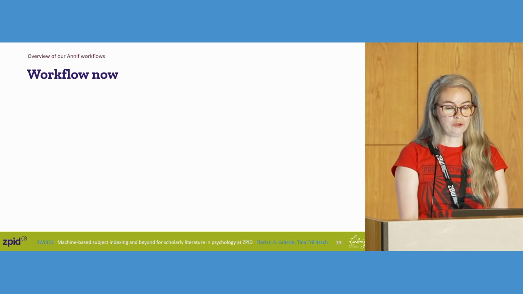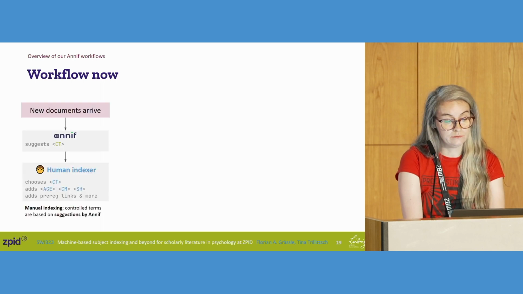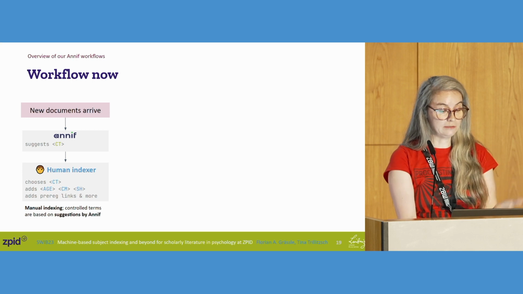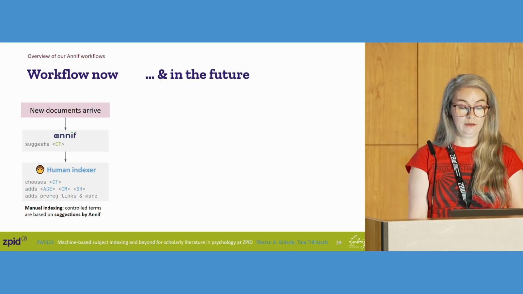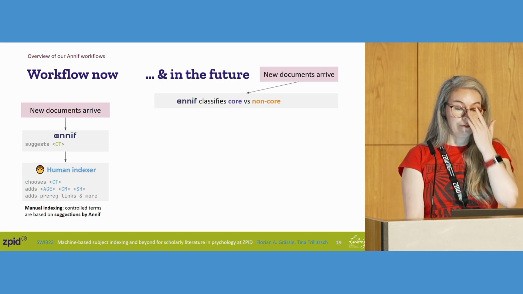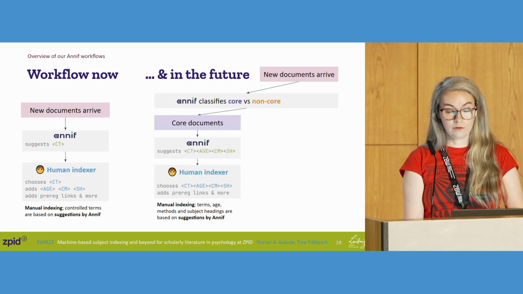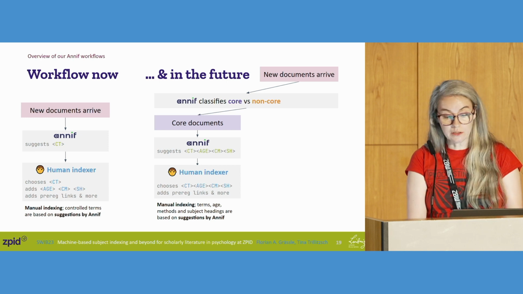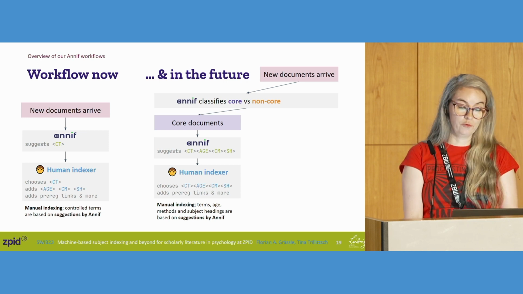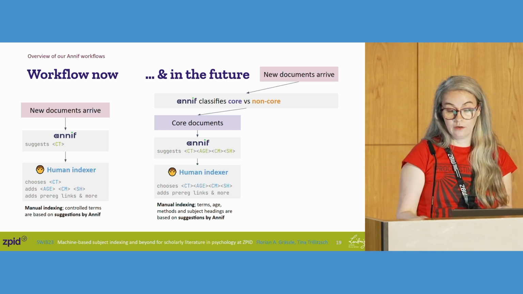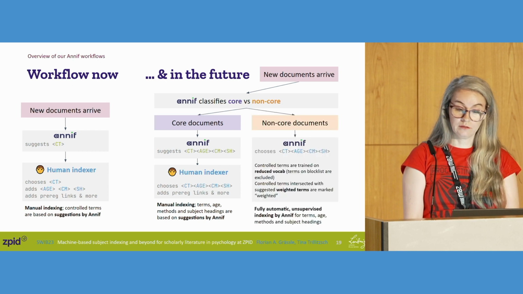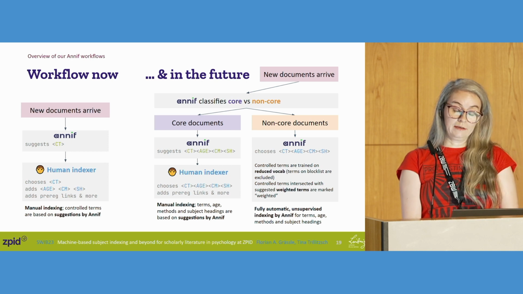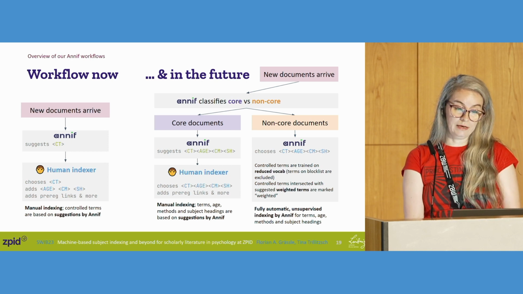So a short overview of our workflow right now is manual indexing, where controlled terms are based on suggestions by Annif. And in the future, we want to have Annif classify into core and non-core. Core documents are manually indexed, but suggestions from Annif come for CT, age, controlled methods, and subject headings. And the non-core documents are indexed automatically for all of these vocabularies by Annif.